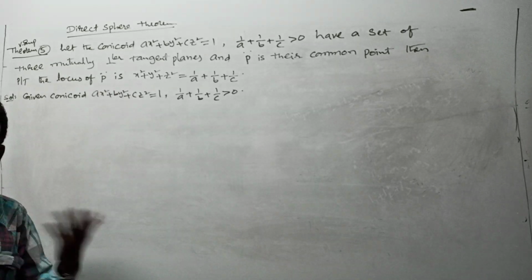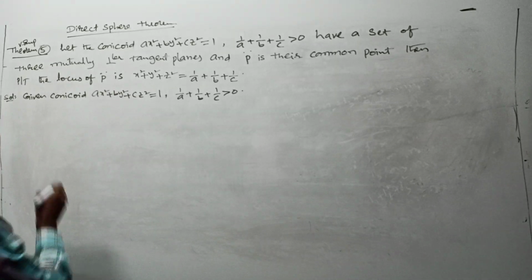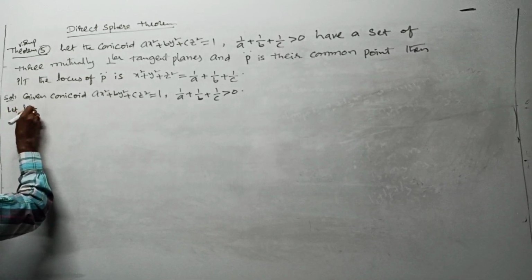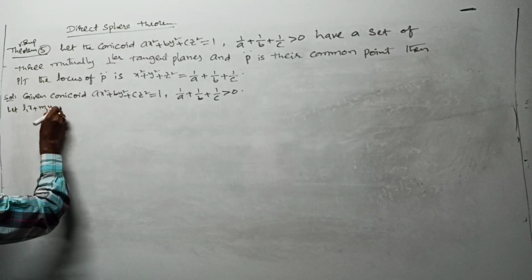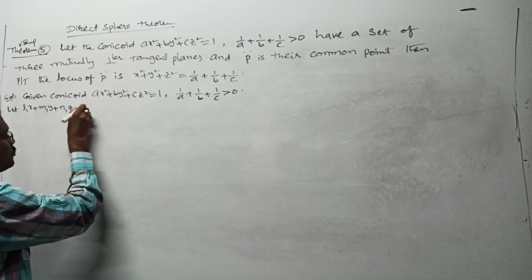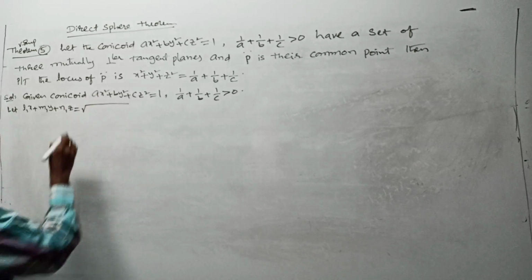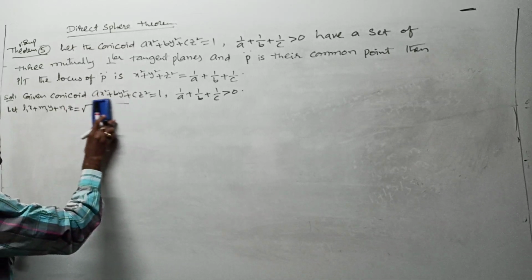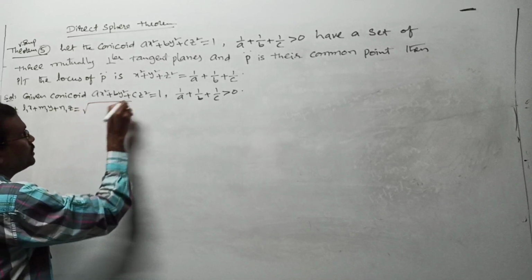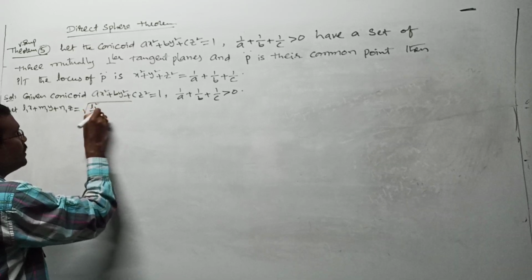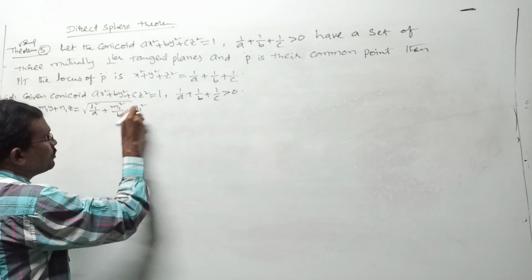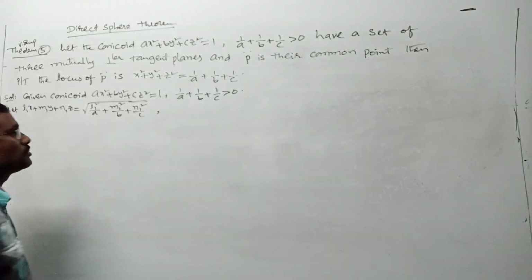Now I want to take three mutually perpendicular tangent planes. For my convenience, I take L1x plus M1y plus N1z is equal to p, but that p, according to theorem number 2, is square root of L1 square by a plus M1 square by b plus N1 square by c. This is the first plane.